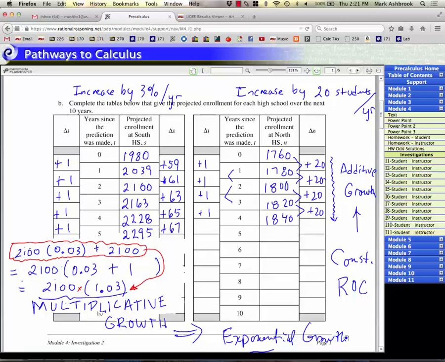So, South's enrollment is growing exponentially. True or false? South's enrollment is growing exponentially. Attendance says true. It's not getting much bigger very fast, though. Isn't it supposed to? If it's growing exponentially, isn't it like, one year it's 2,000, the next year it's 5,000, the next year it's 20,000? No, that's just the way people in the world use the term exponential growth. Exponential growth is any kind of multiplicative growth. So even 3% growth, a very slow growth, is exponential growth. Okay?